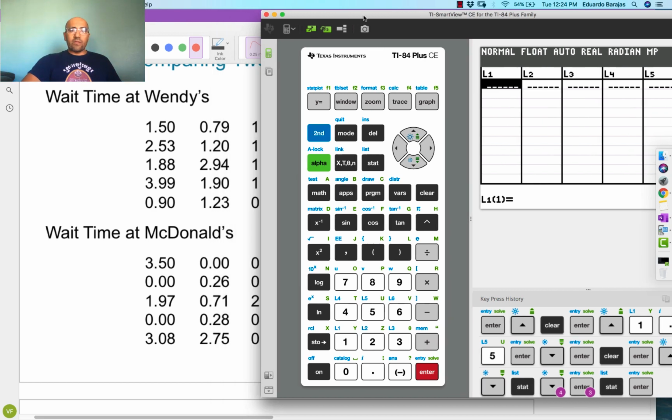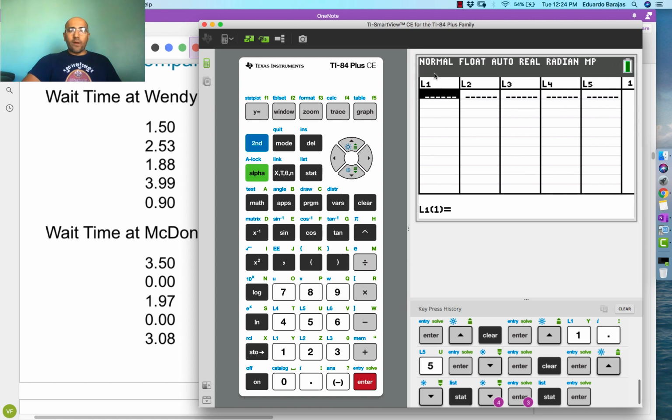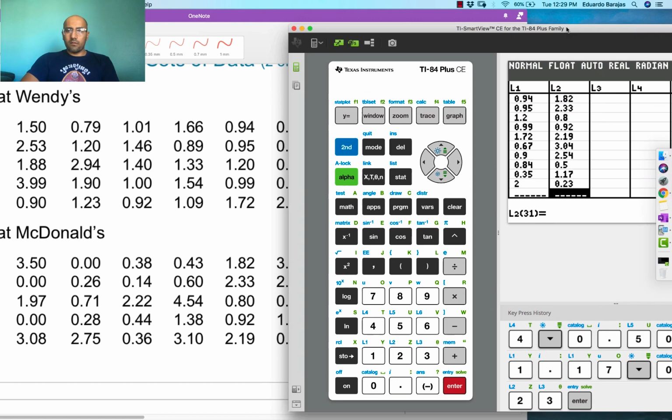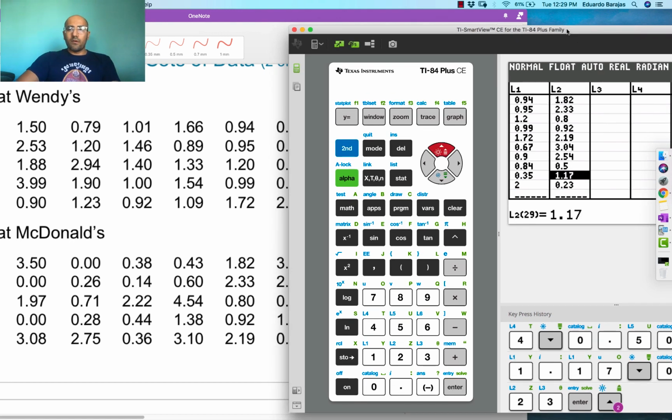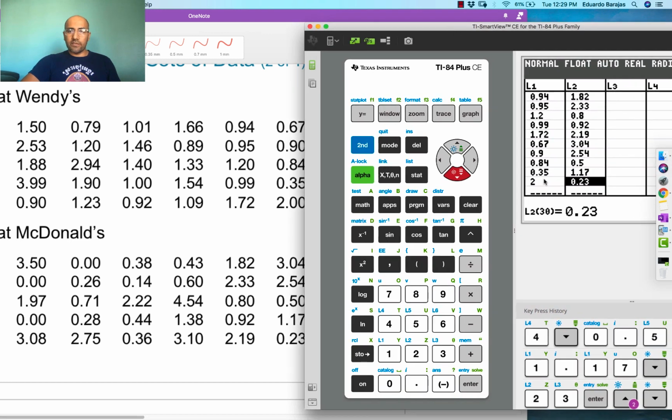Okay, so now we're going to have to do the hardest part, which is to type in all that information into here. I want one long list for Wendy's, one long list for McDonald's. So let's type those in. Okay, that's definitely the hardest part, inputting all those numbers. Make sure that you double check and make sure everything is the same.